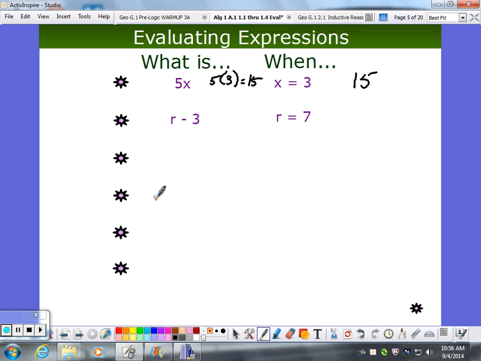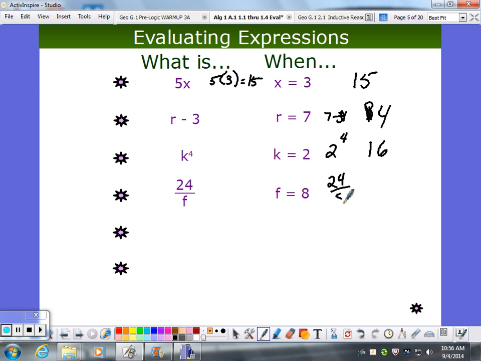Awesome. Okay, what is r minus 3 if r equals 7? Right, we substituted in the 7. Oh, sorry, 3. It's 4. Okay, what is k to the 4th power when k is 2? What is it? Not 8, right? What do we never do? Never multiply the base times the exponent. Never, never.